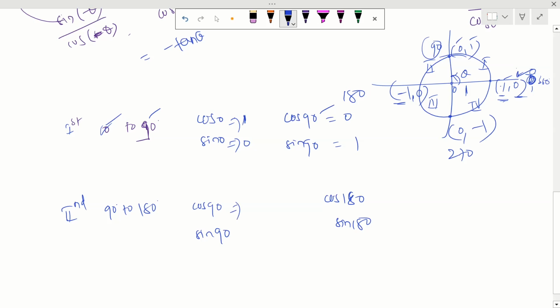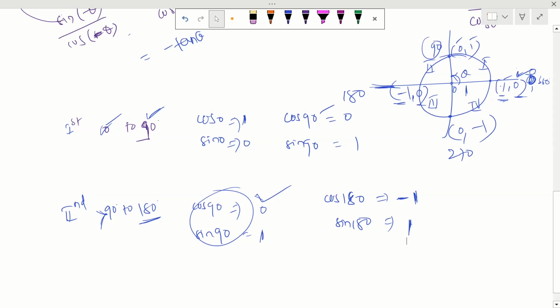For the second quadrant, 90 degrees to 180 degrees. 90 is in the first quadrant, so greater than 90 is the second quadrant. Then 180 we have to write. The value for 90 is already written: cos 90 is 0 and sin 90 is 1. Now cos 180 means this line, so it is minus. Cos 180 is minus 1, sin 180 is 0.